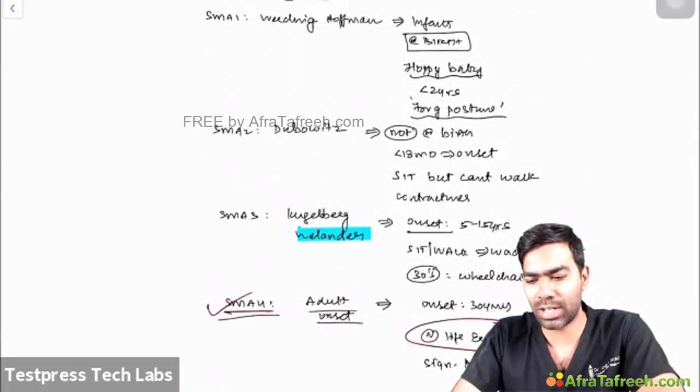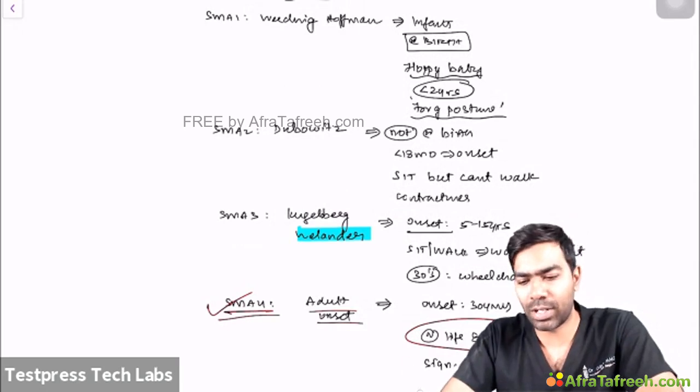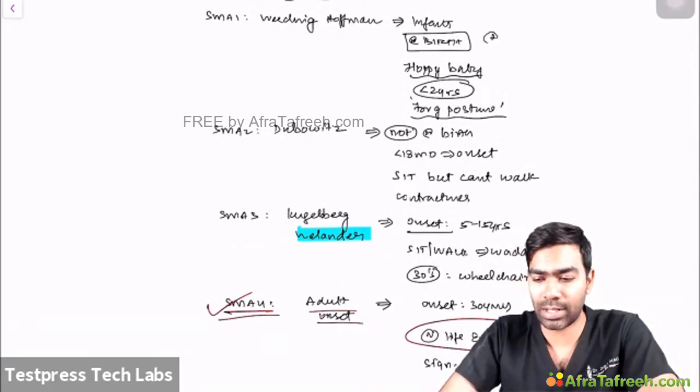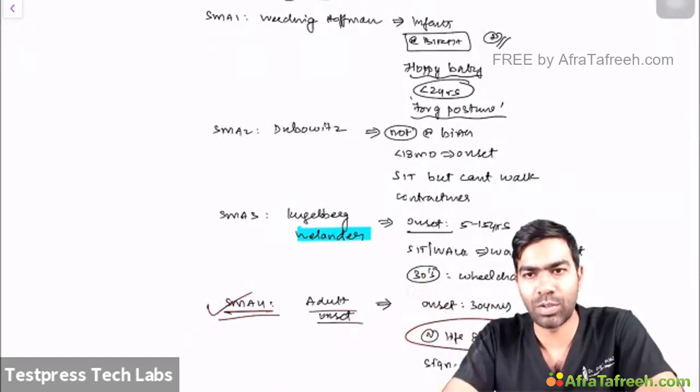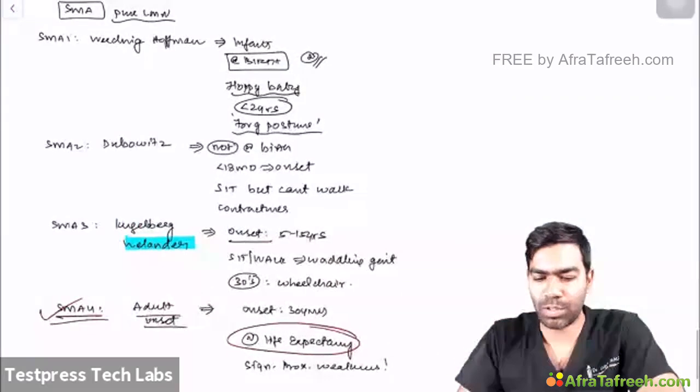The one with the worst life expectancy is SMA type 1, that is Werdnig-Hoffmann disease. Very common question in exams, Werdnig-Hoffmann. They have asked it in pediatrics 2-3 times. Floppy baby adopting a frog posture: if they give this kind of words, it directly points to Werdnig-Hoffmann. The baby will usually die within 2 years. You cannot do anything.